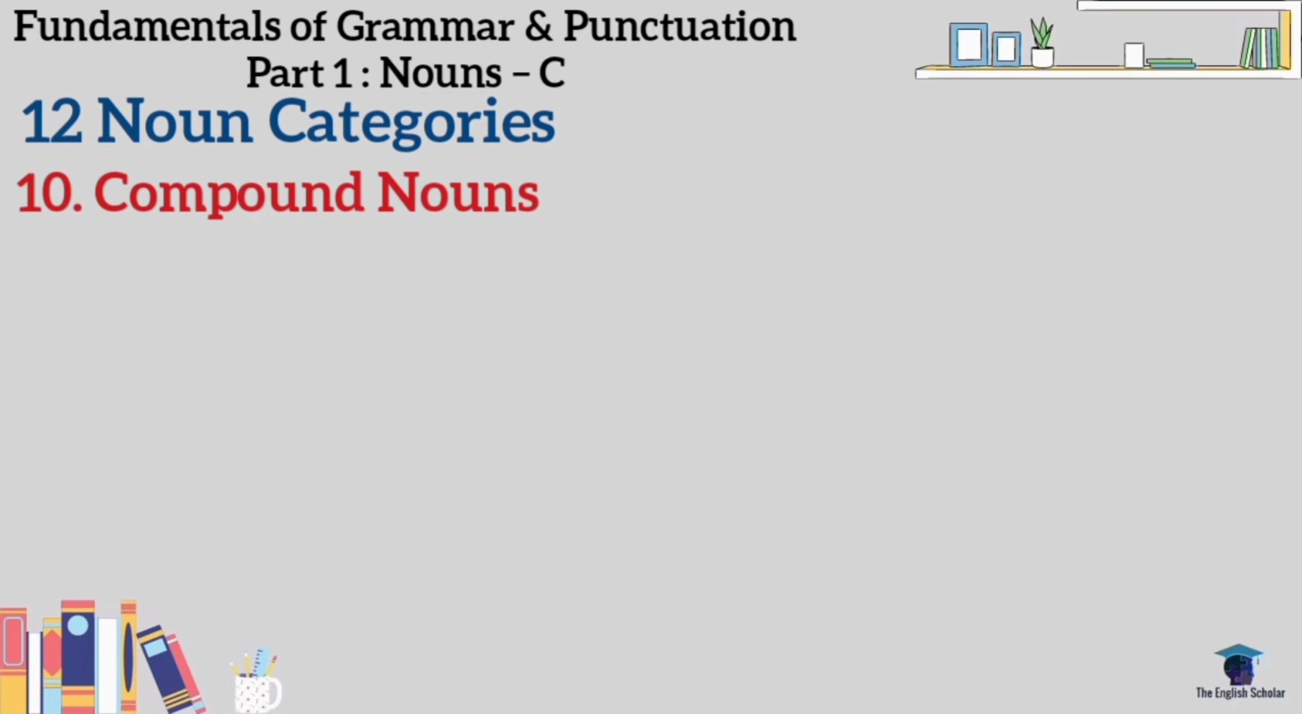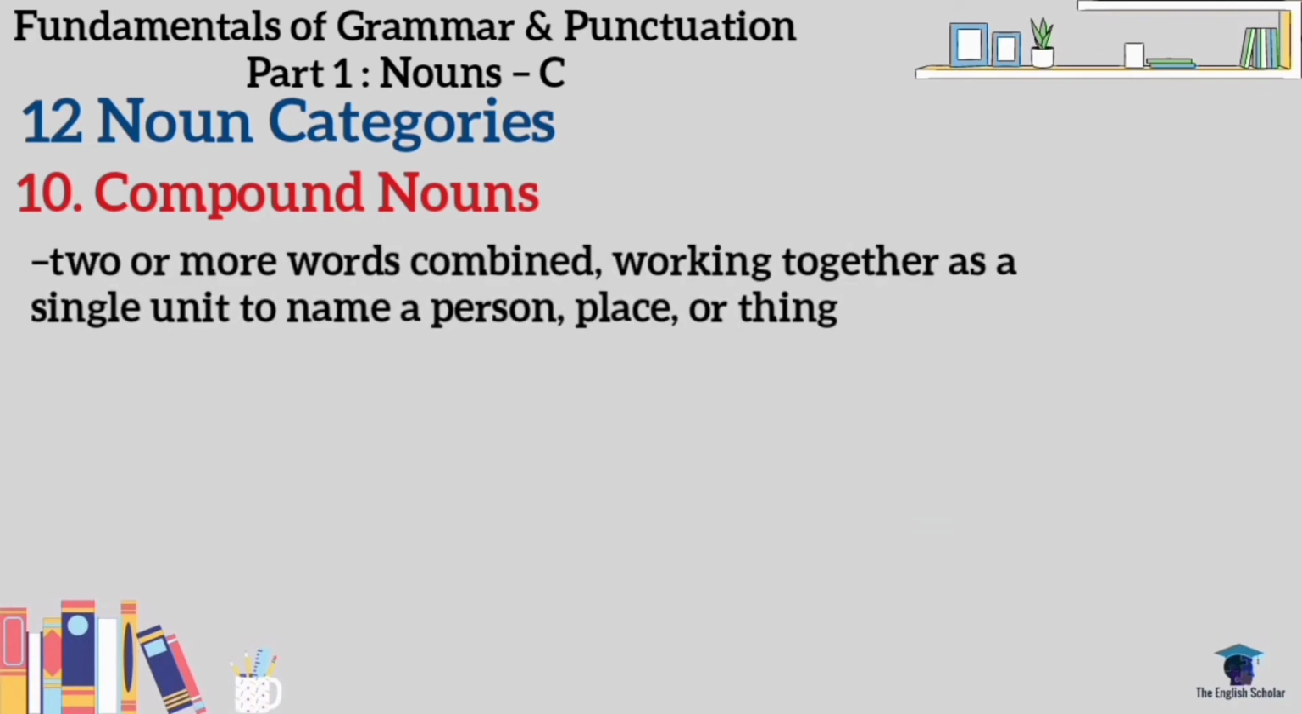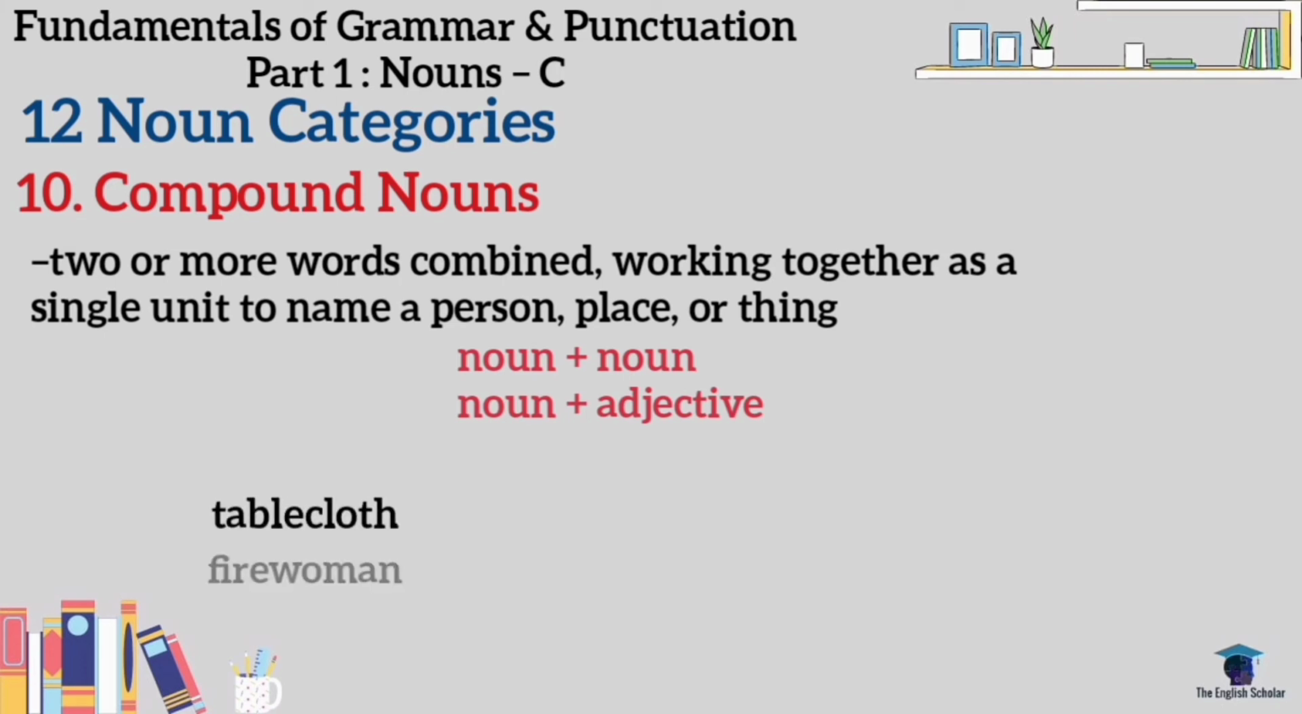Compound nouns. A compound noun is a noun made up of two or more words working together as a single unit to name a person, place, or thing. Compound nouns are usually made up of two nouns or an adjective and a noun. For example, tablecloth, firewoman. Both tablecloth and firewoman are compound nouns. Tablecloth is composed of two nouns combined together, table and cloth. Same goes with firewoman, composed of two nouns, fire and woman.